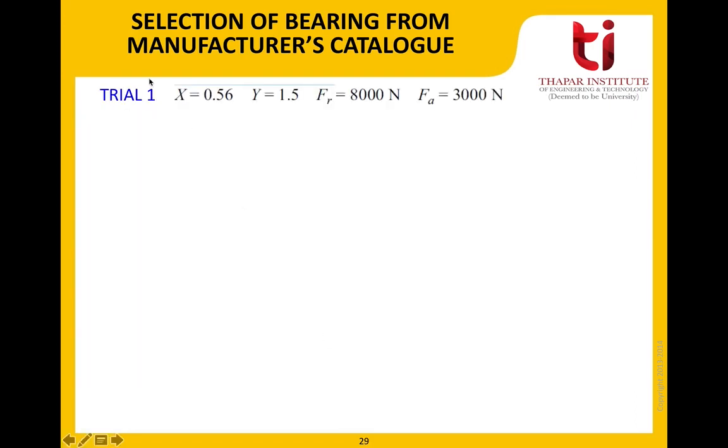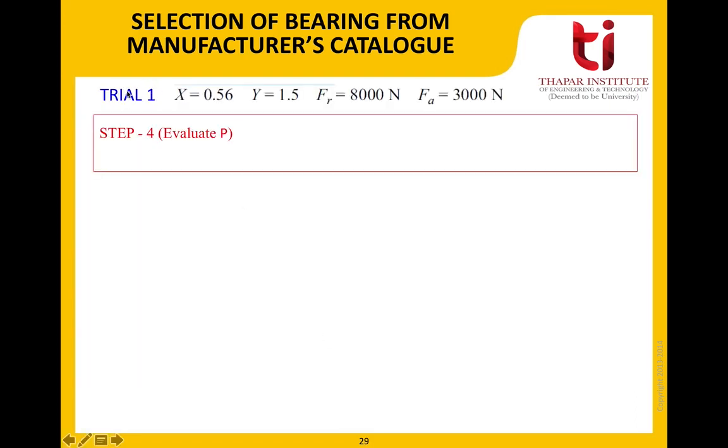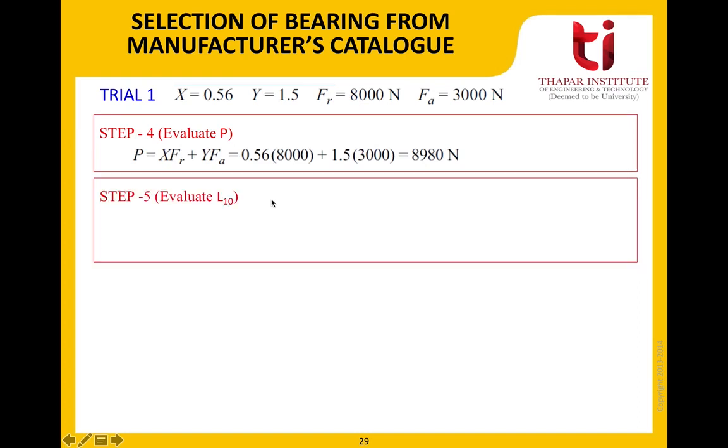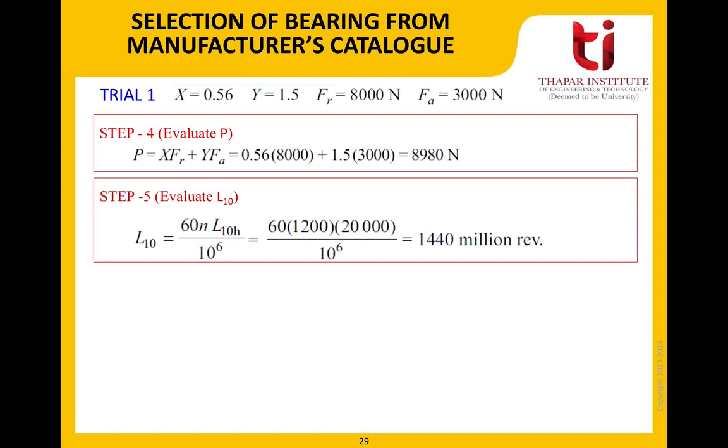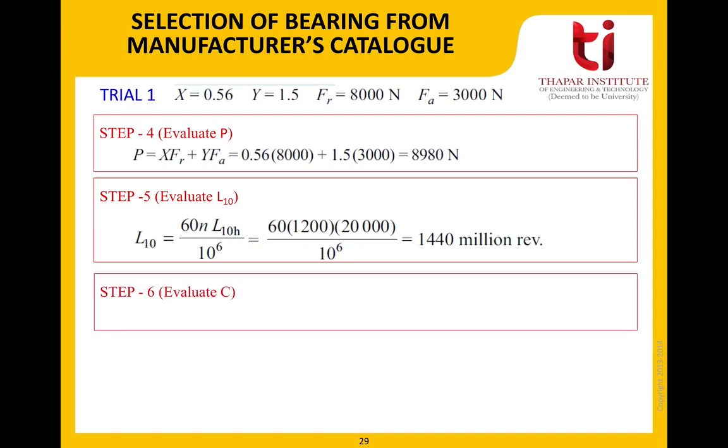Now we begin with trial 1 and we conduct step 4. We evaluate P, that is the equivalent dynamic load, by the standard formula, and we get it as 8,980 Newton. We evaluate L10, that is the rated bearing life, in million revolutions, sorry, and we get it as 1,440 million revolutions.